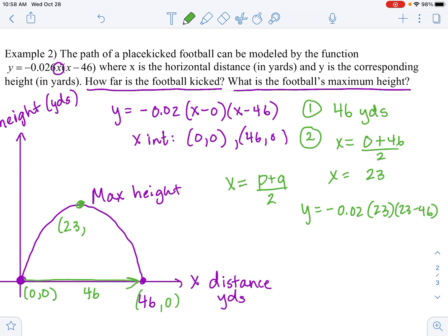Okay, so after you multiply that all out, you get 13.75 yards. And that is the answer to our second question. What is the football's maximum height? 13.75 yards.